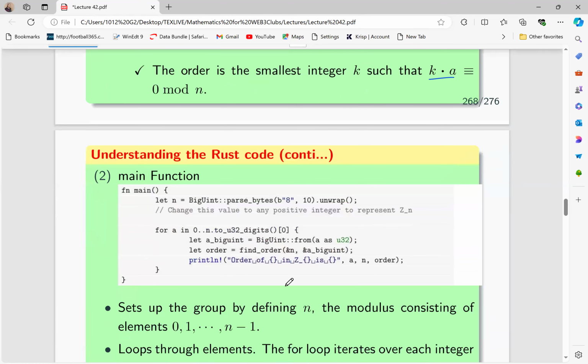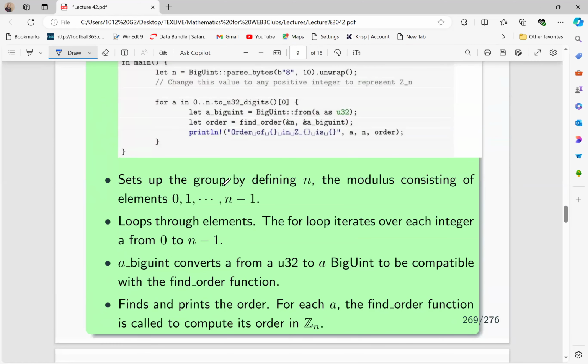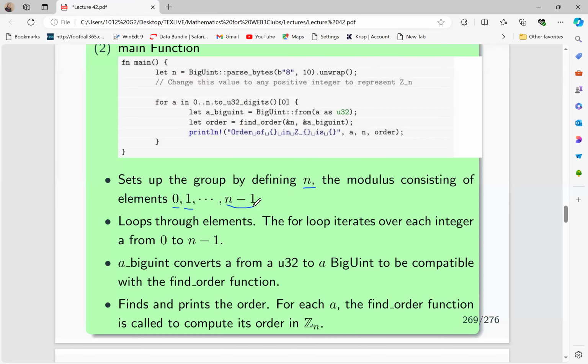And then there is a main function. The main function, again, I already explained what it does. You've given it n, so it knows that it will be dealing with 0 up to n minus 1. So it will ask for the order of 0, the order of 1, the order of 2, the order of 3, all the way up to the order of n minus 1. And then the find order function will be doing that. Once this one asks, the find order function does, and then gives the result, and this prints.